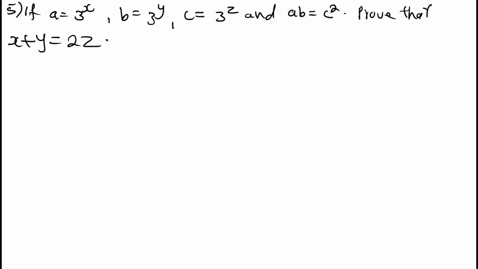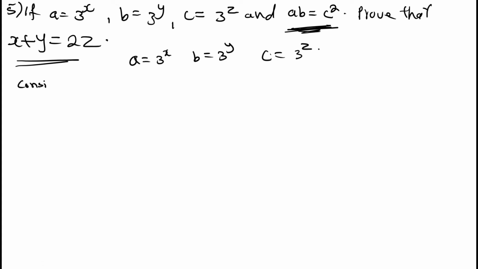See the next question. a equal to 3 to the power x, b equal to 3 to the power y, and c equal to 3 to the power z, and the condition is given: ab equal to c square. You need to prove that x plus y equal to 2z. So here I will take a equal to 3 to the power x, b equal to 3 to the power y, and c equal to 3 to the power z. And one more condition is given, right? So consider the given condition ab equal to c square.